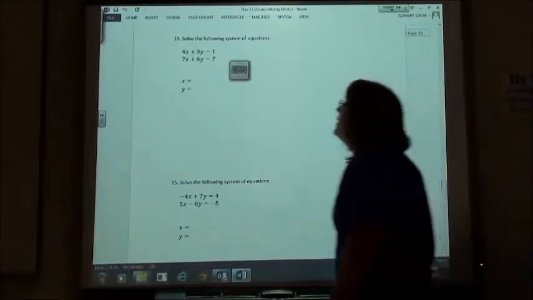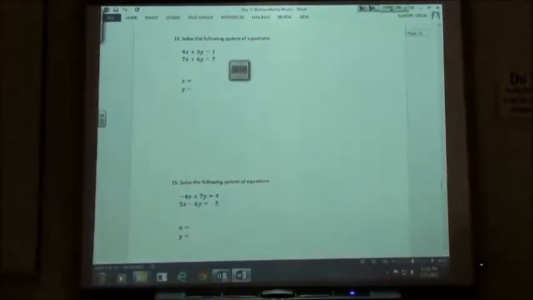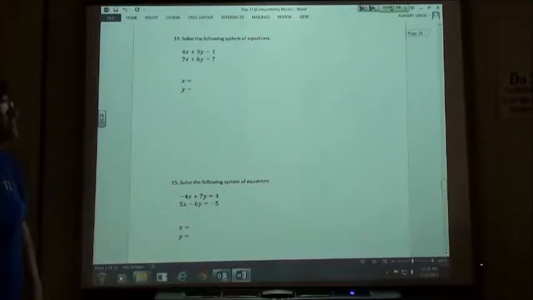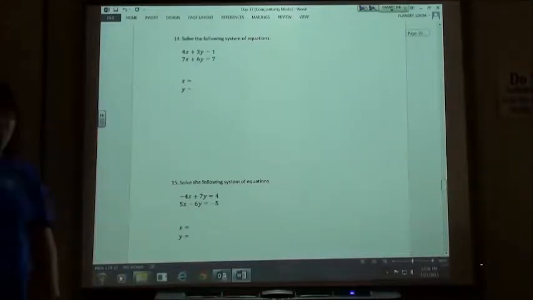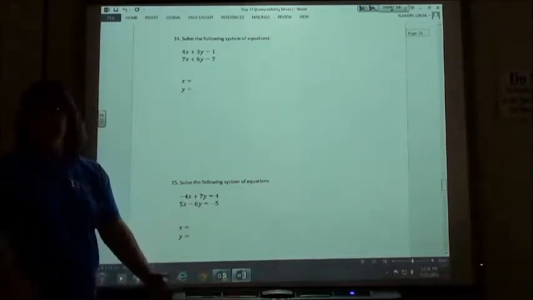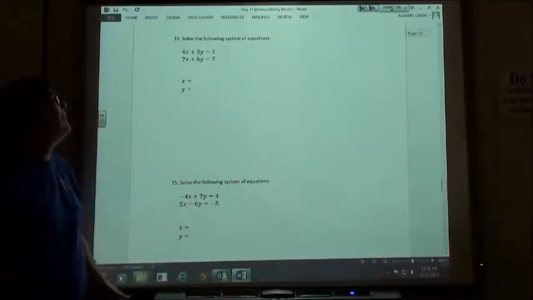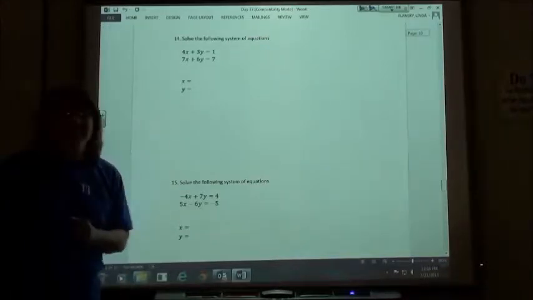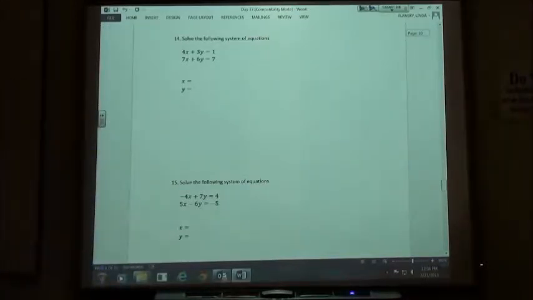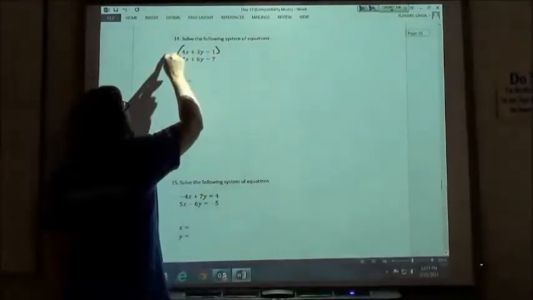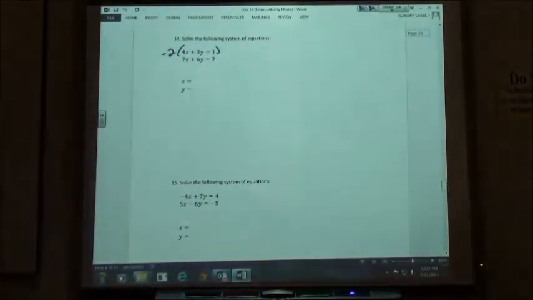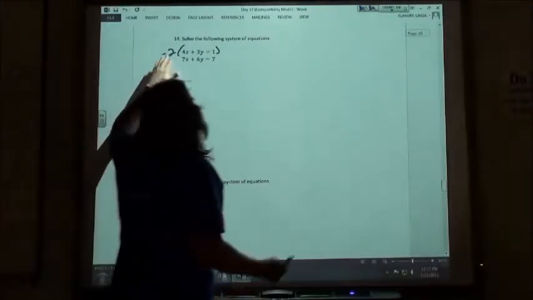So number 14. Would it be easier to get rid of the x's or the y's? I think it'd be easier to get rid of the y's. Why do I think that the y's would be easier? Because 3 divides into 6 evenly, and then I only have to multiply one equation times something instead of both of them. Not that it wouldn't work to do the x's, but it's less work if I just take the top equation times negative 2, because then I already have an opposite of negative 6 in front of my y, and then I have less work to do.